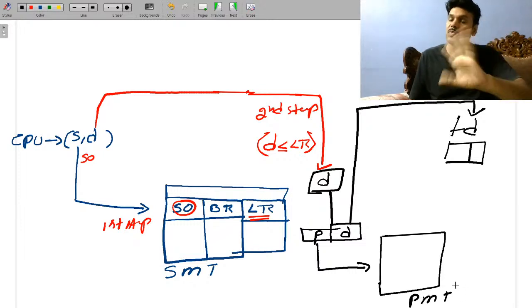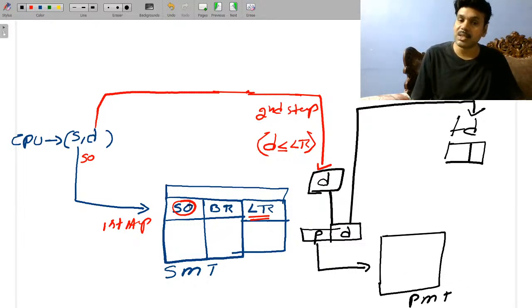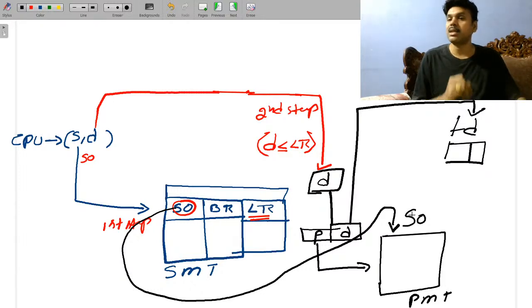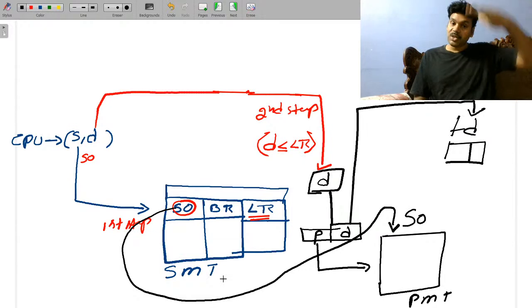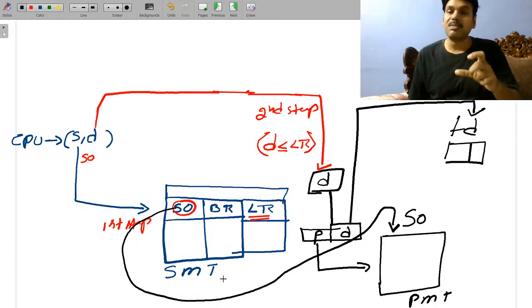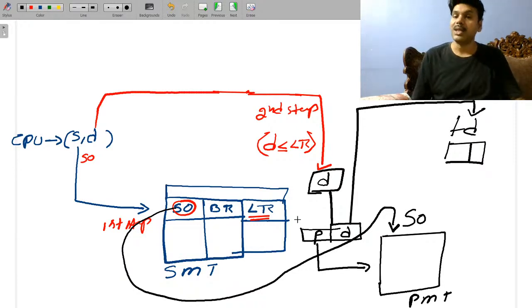This is your page map table. This is not the page map table for all the segments. Please understand, this is the page map table of only the requested segment, that is S. Likewise, you need to prepare page tables for all the segments. This page map table I am speaking about is only for the requested segment.